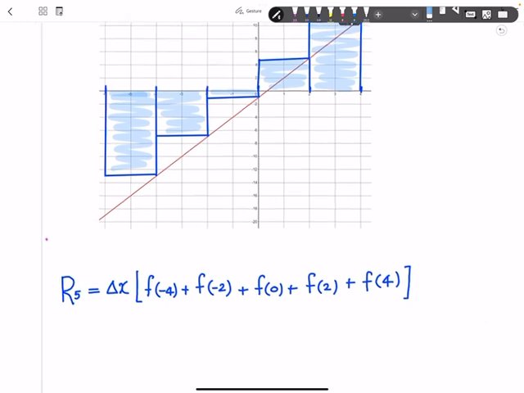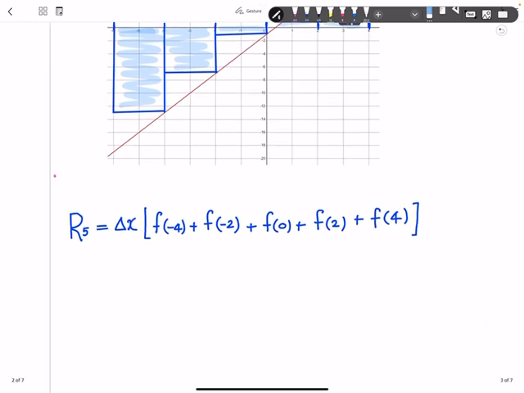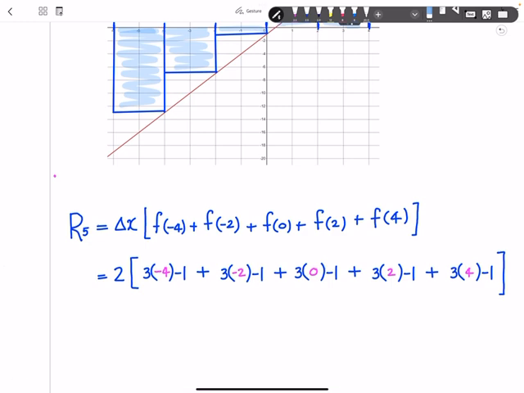All right, and now we just go ahead and evaluate the actual function. So delta x is equal to 2, and I'm going to evaluate the function at each one of these partition points. So 3 times -4 minus 1 plus 3 times -2 minus 1, and so on. Finally, go ahead and calculate, and you can use your calculator for this step. So I get that this Riemann sum is equal to -10.